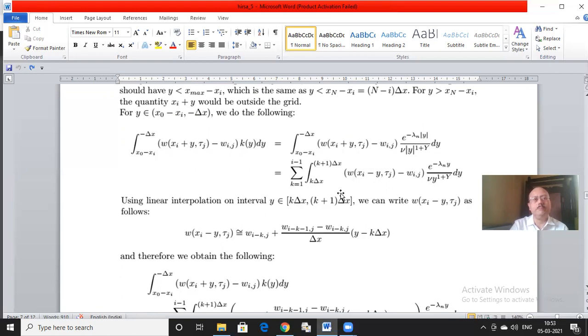So are you okay with this? Can you see what we have done? We have simply written the integral over successive slices of the grid, successive horizontal slices. We have changed the sign so that the summation and the integral limits look nice. As a result, my y variable is changed to minus y. Is it okay?